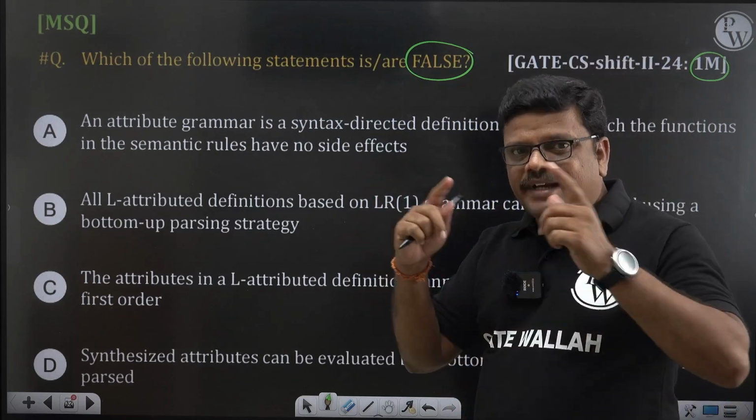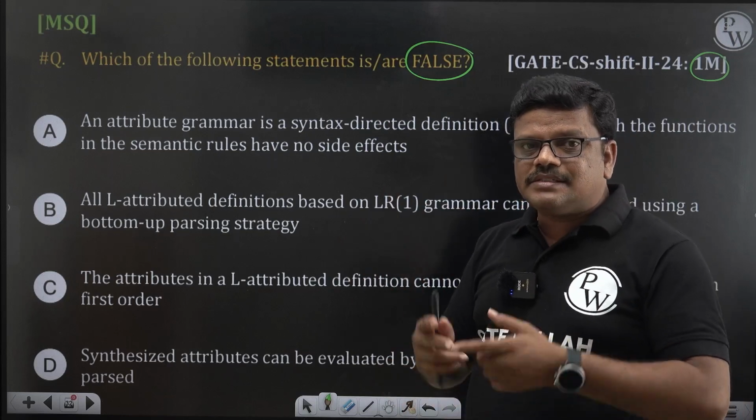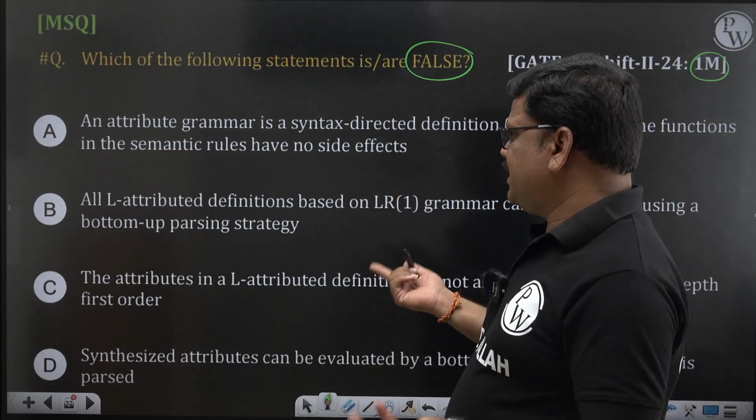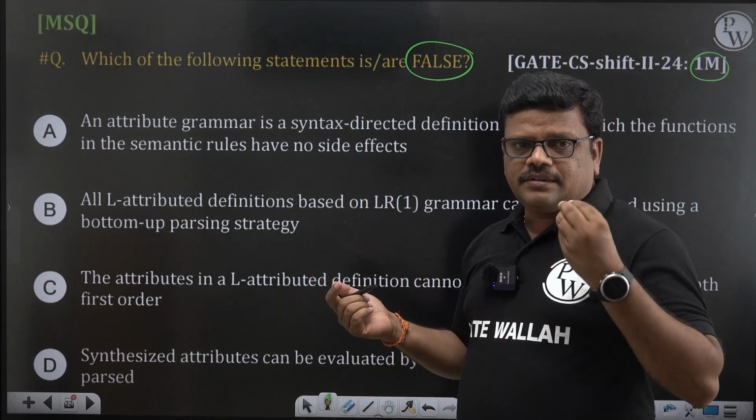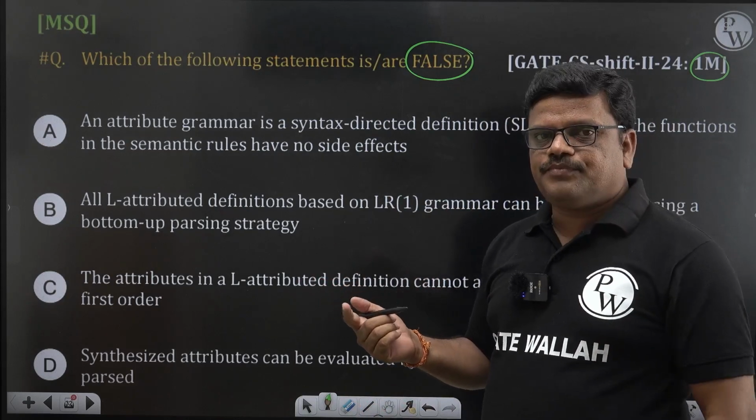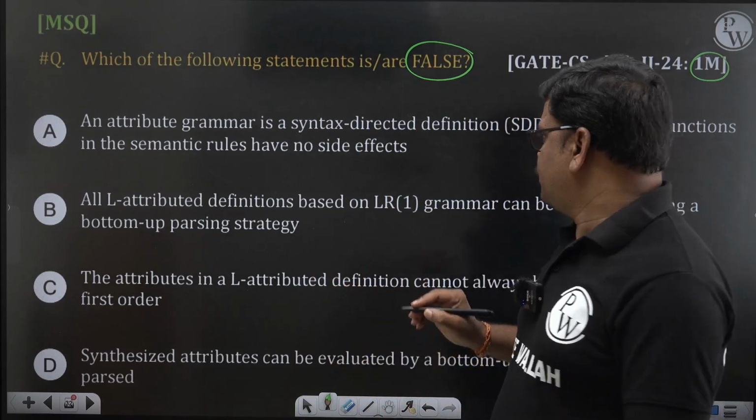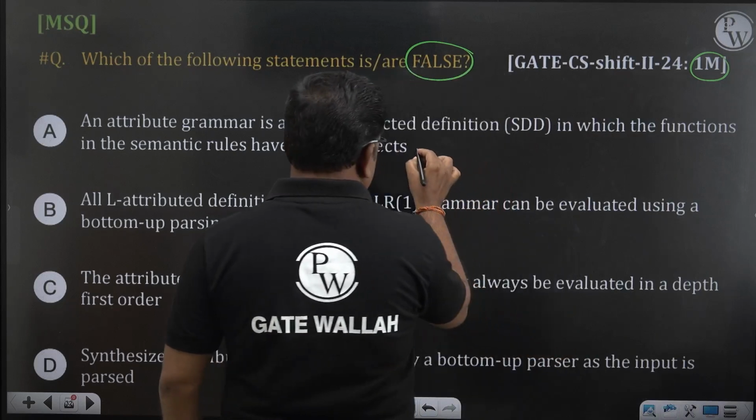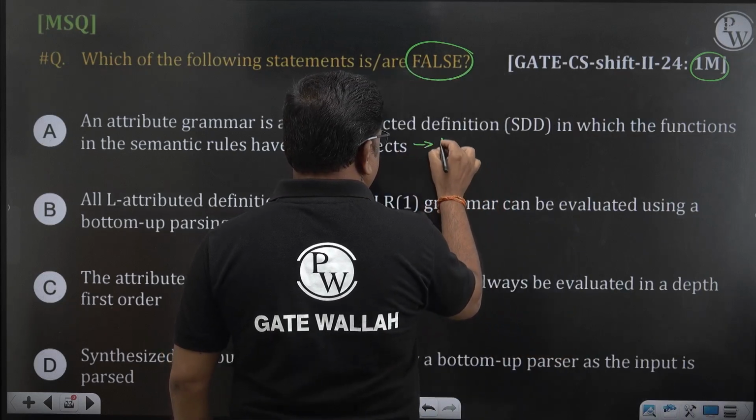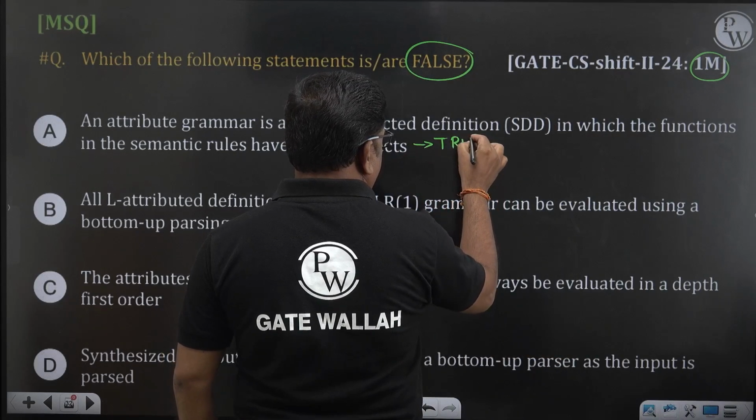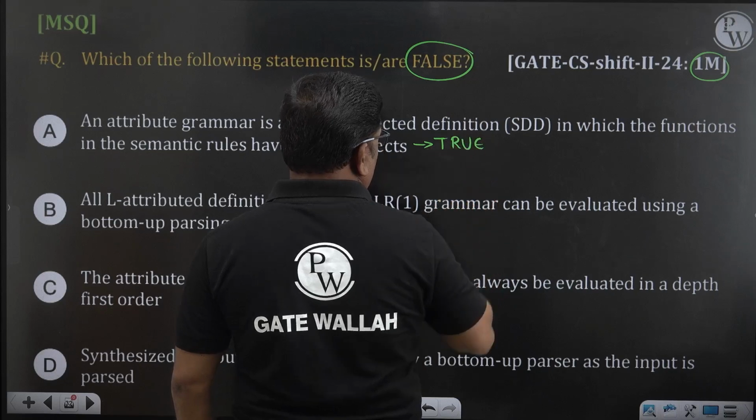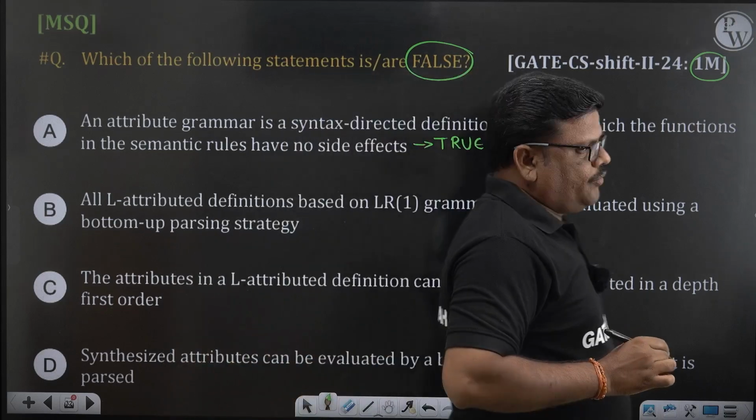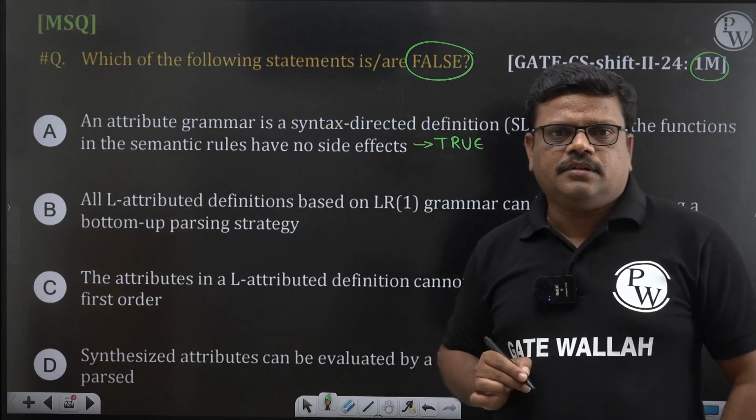In order to avoid the side effects only, we are providing the semantic actions or semantic rules. Generally semantic rules are there for a specific purpose, they will not produce any side effects. So, this statement clearly seems to be true. Semantic rules will define properly. So, generally we do not have any side effects for the semantic rules.